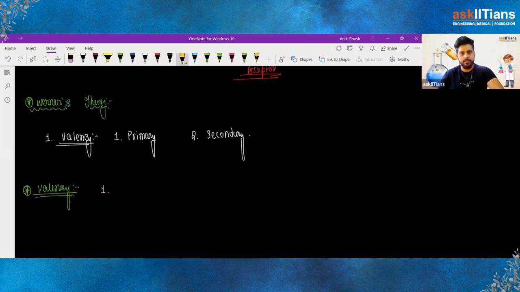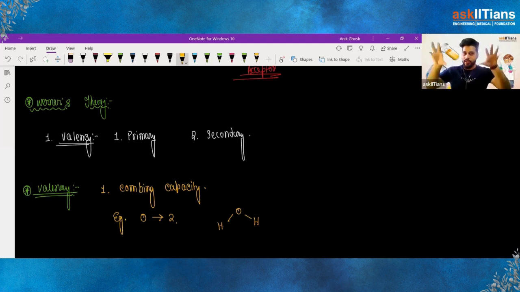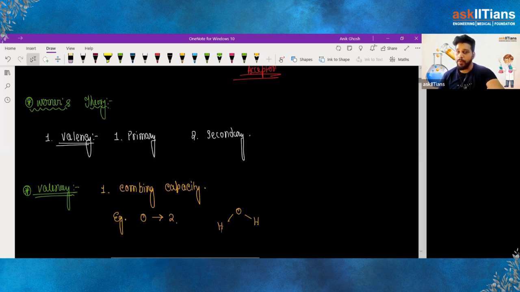Definition number 1 is, sir, this is the combining capacity. Like you can say, for oxygen, sir, we have seen that. Example, for oxygen, the combining capacity is 2. That's why the valency. How do we prove that? So if I look at the water molecule, you can see that oxygen is combining with 2 hydrogens. That means it has 2 hands, just like all of us. And that's why the valency over here is 2. Well and good. That's what we have learned from day 1 about valency.